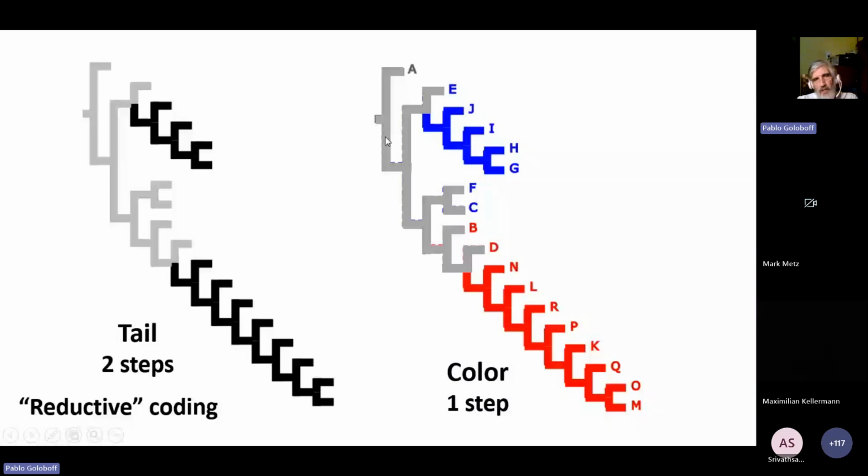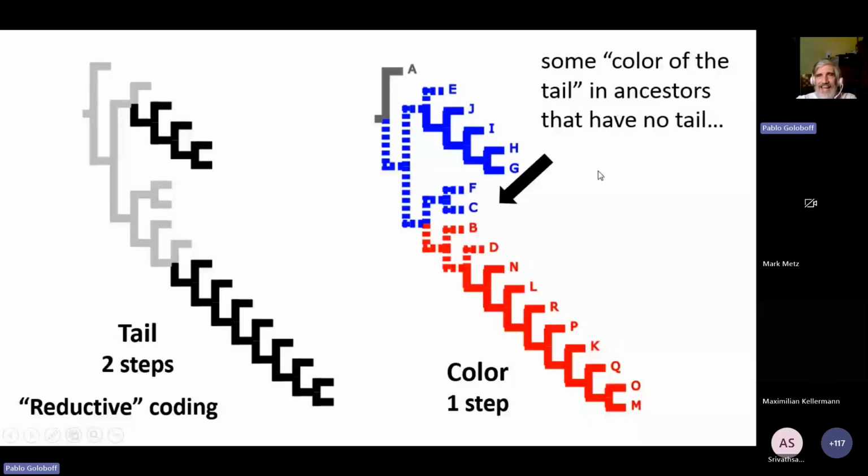But when you apply Fitch optimization, it always assigns some states to the ancestral nodes. So you need to have some steps somewhere in the tree, in the path that connects the blue taxa and the red taxa. So this tree is going to have some color of the tail assigned to ancestors that really have no tail, which makes no sense. And it's going to have a total of 3 steps. Remember, we use these scores to select from among possible trees as our preferred phylogenies.